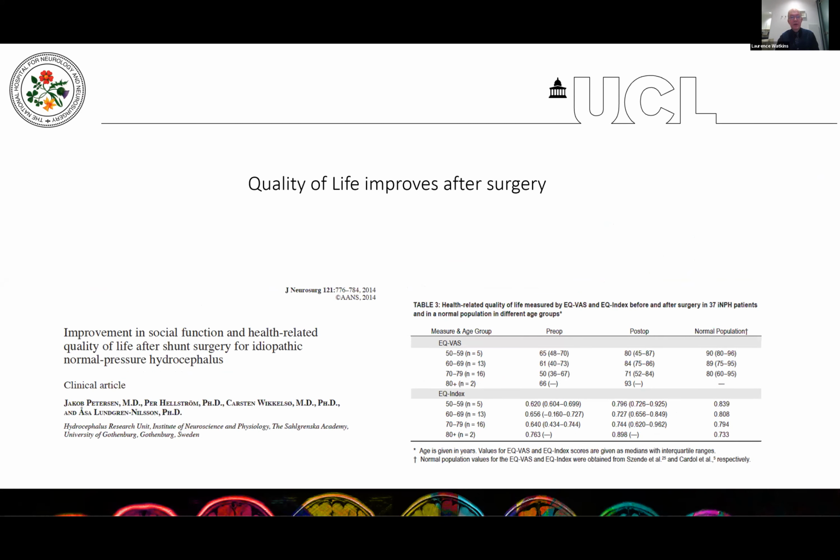And then, although a lot of measures are looking at walking speed and measures of walking ability, if you just look at the overall quality of life, there are studies that have been done on that as well. Are patients feeling better and performing better in their lives? And the answer is yes. Putting a shunt into these patients generally improves their quality of life.